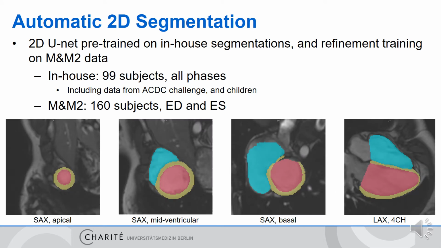For the 2D segmentation, we employed a 2D U-Net which we pre-trained on in-house segmentations. This dataset includes 99 subjects, of which we used all cardiac phases. It also includes images from the well-known ACDC challenge as well as images from children cases. We then refined this training by adding the M&M-2 challenge data with 160 subjects, of which we had end-diastolic and end-systolic segmentations.